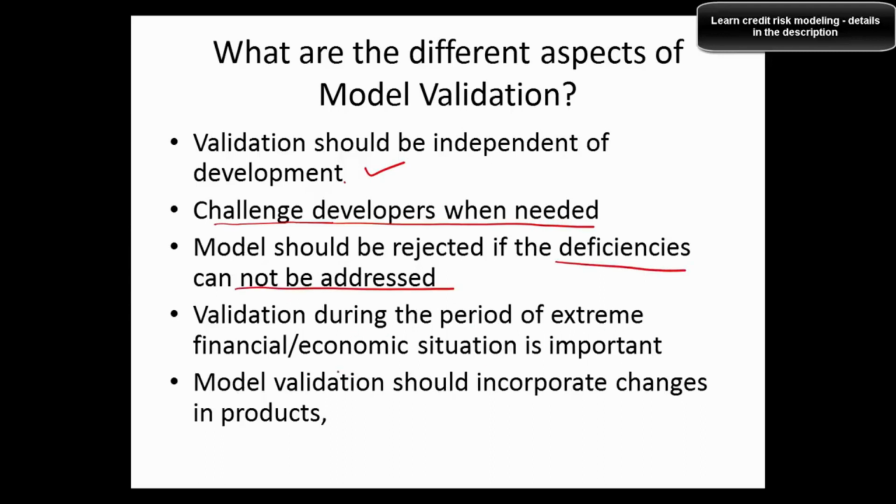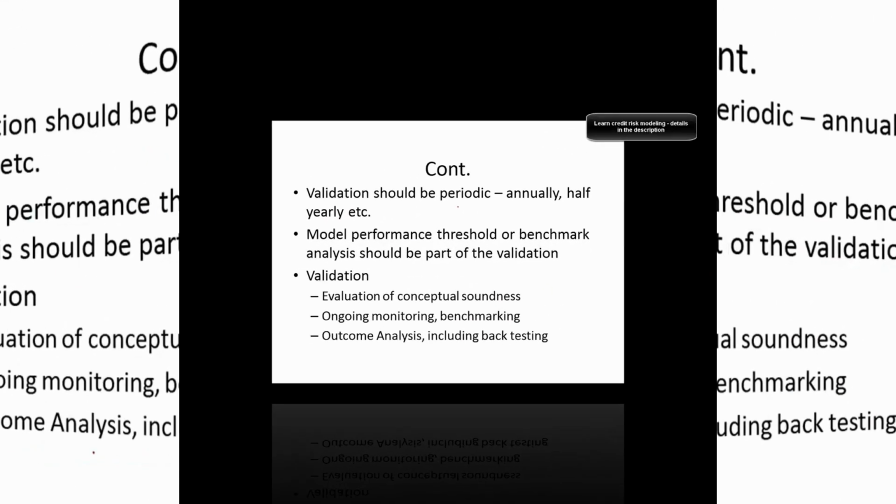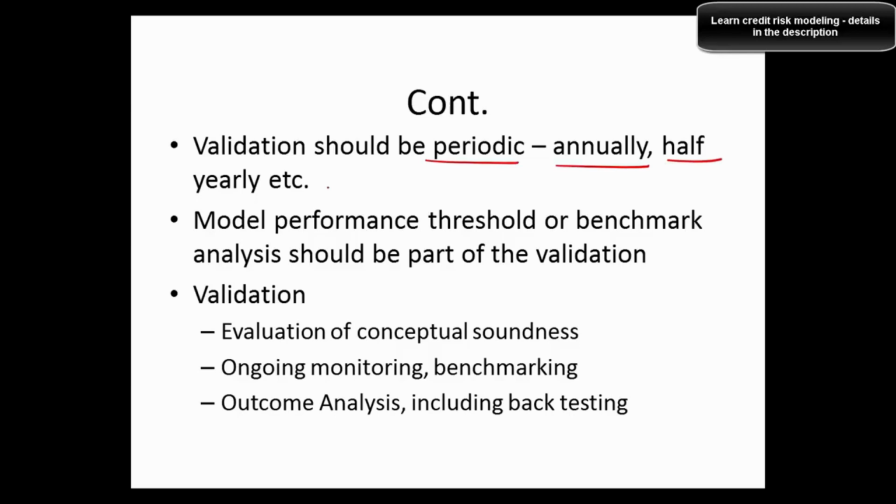Validation during periods of extreme financial and economic situations is important. It is not only the business as usual situation that is to be considered. The extreme scenarios, financial or economic situations, should also be taken into consideration while building a model. Model validation should incorporate changes in products. What if a new product is introduced in future, whether the model is going to be good enough for the new product or not. Validation should be periodic, annually, half yearly, or so on. The more frequently the better, but obviously depending on the budget and the regulatory requirements and so on.